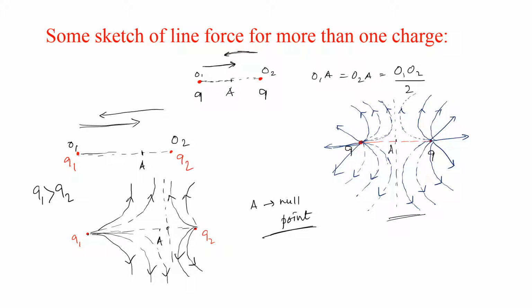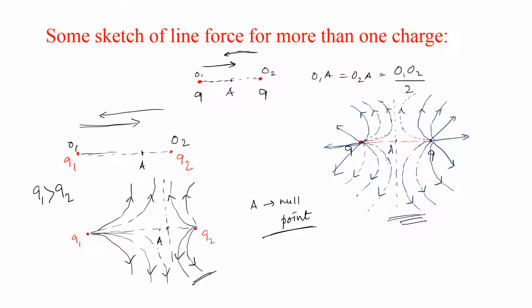At the null point the electric field is 0, and so there will be no line of force. Now if the charges are negative instead of positive, then what happens? Same case for this one and also for this one, only for the negatively charged particles the line of force will be towards the charge.